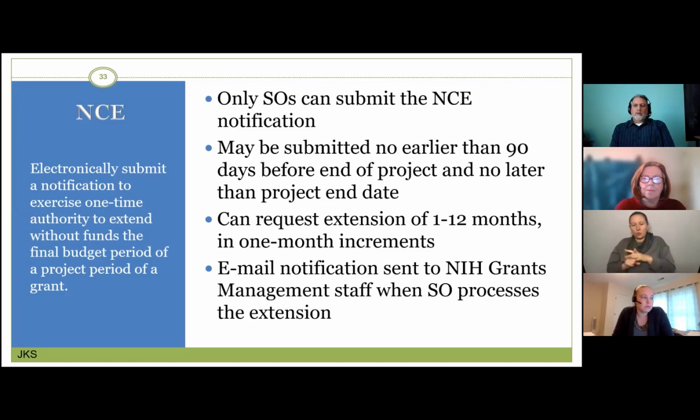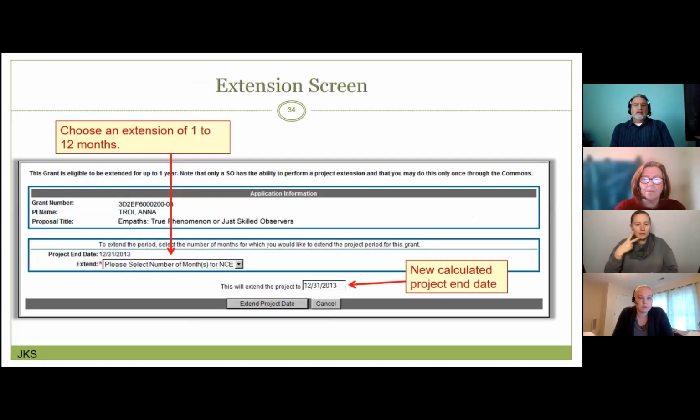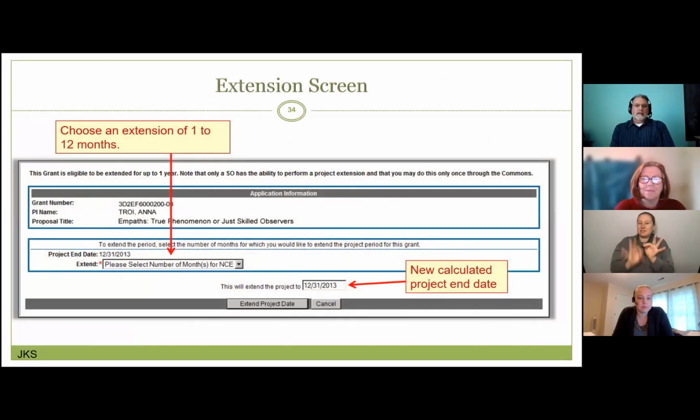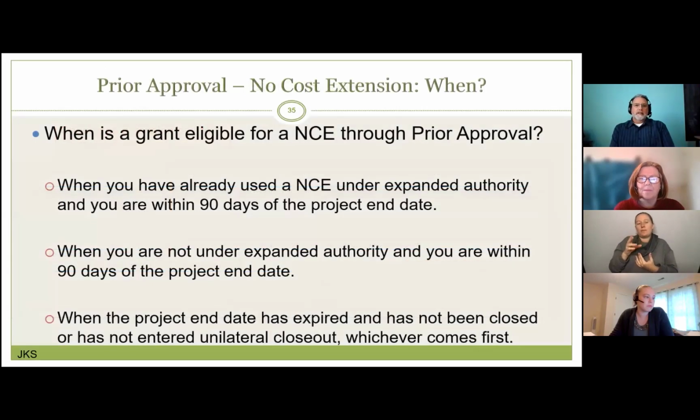If we go one more, I think this is what the form looks like. It's really simple. You go in, you select the number of months, hit extend the project period, and the date recalculates everything. It notifies the awarding IC and grants management person that you've done this. And this all comes under a special authority that is granted to NIH for this process.